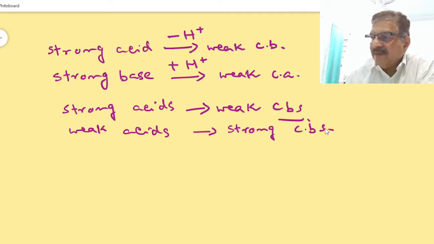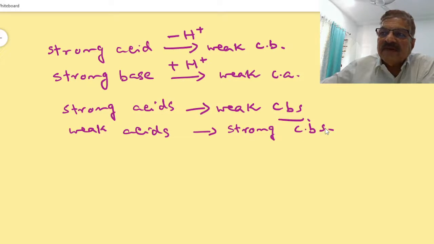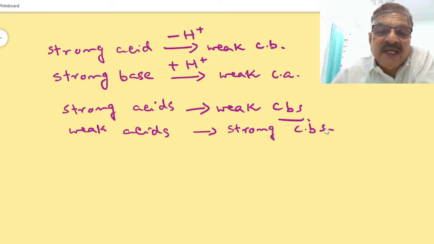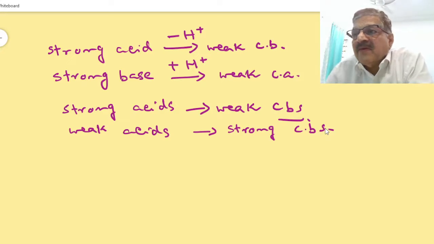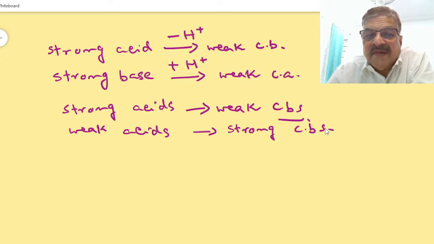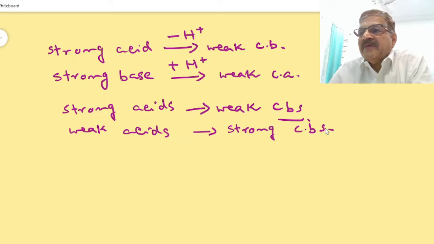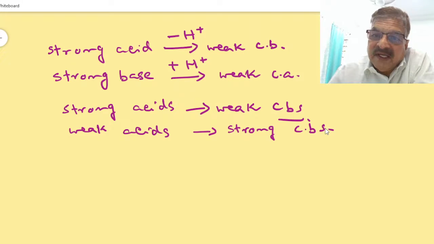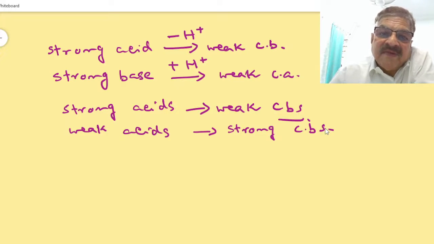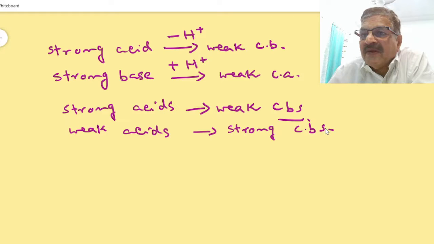Okay, so this is the relationship here. That is, a strong acid always gives a weak conjugate base, and a weak acid always gives a strong conjugate base. Strong acid, weak conjugate base. Weak acid, strong conjugate base. Now, just like acids, bases can also be classified as strong bases and weak bases.